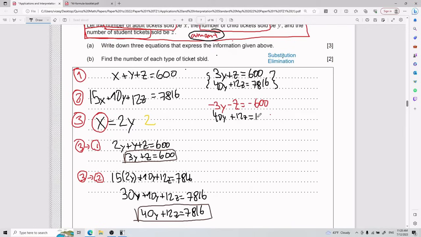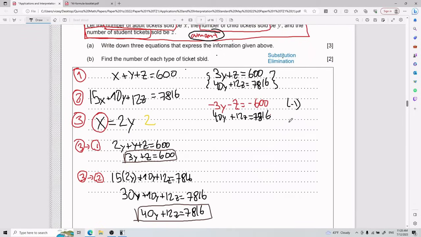Now, if I were to add these two right now, would one of my variables get eliminated? I would end up with 37y plus 11z equals some number. So I still have both variables, and that's not good enough. I need to keep going. Again, here I multiplied by negative 1.